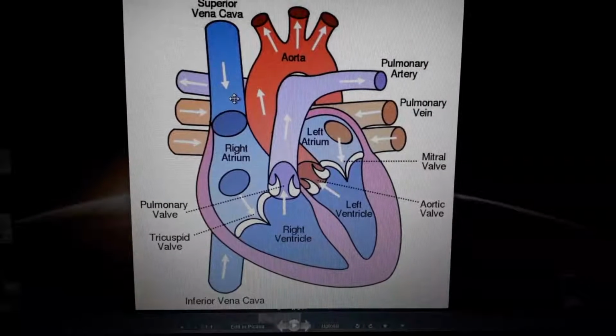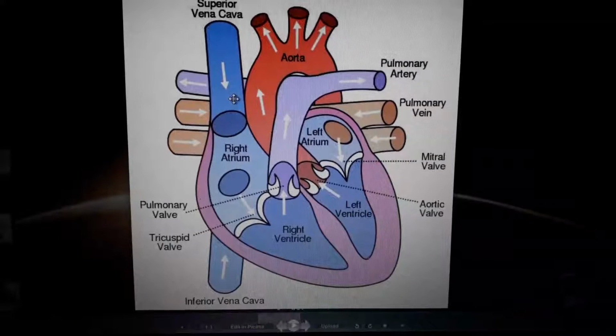If the impure blood and pure blood is mixed between each other, it will be a very big problem for our body. That's why we have a wall here.